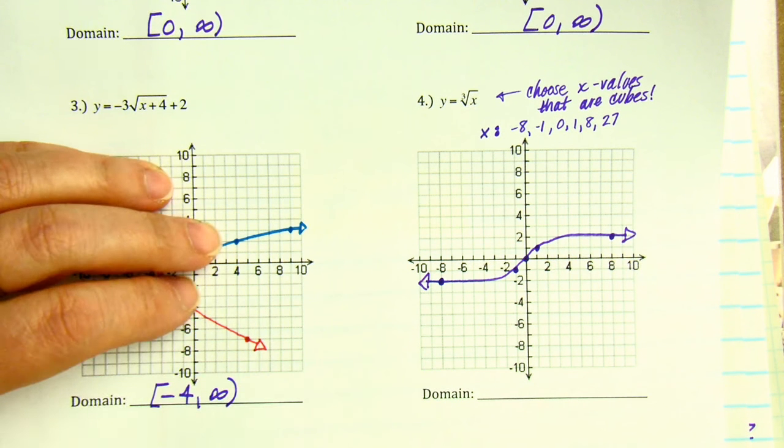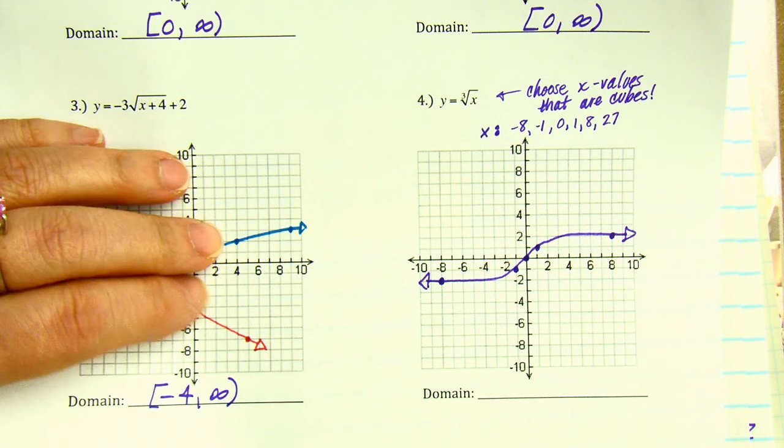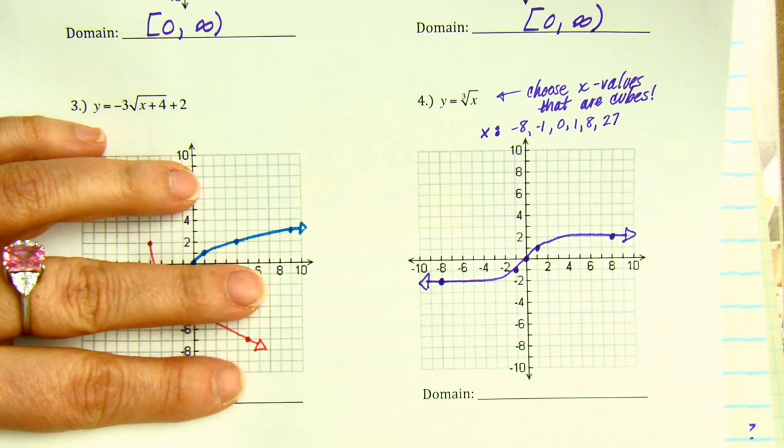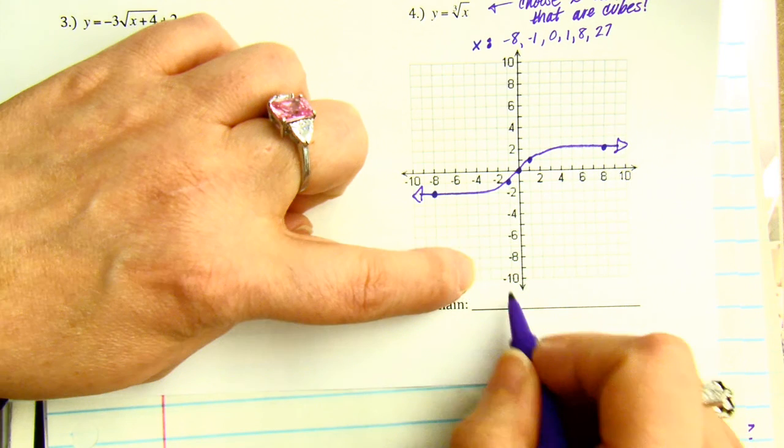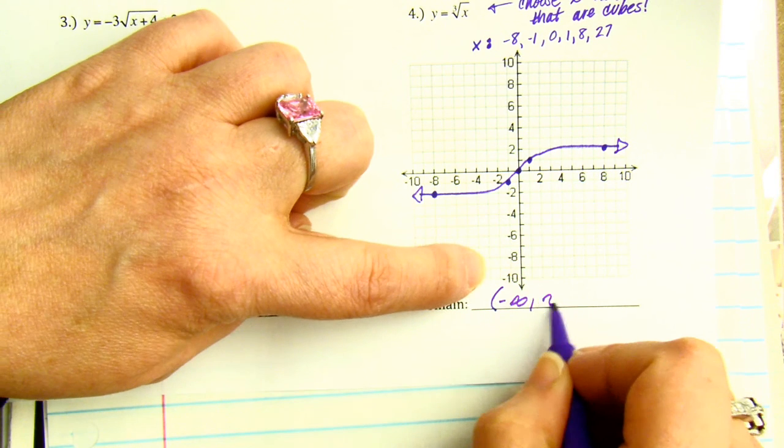And now I want you to guess what the domain is. Notice the arrows. Domain are my x values. We are going from negative to positive infinity.